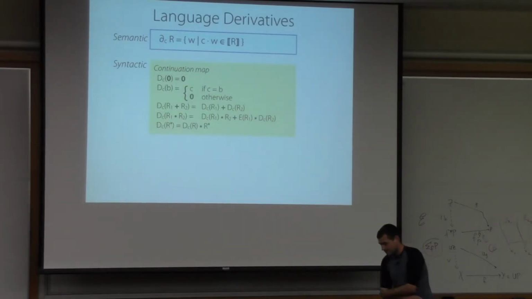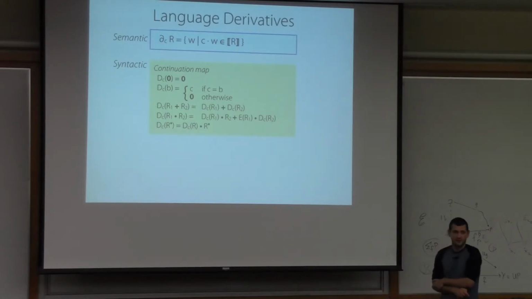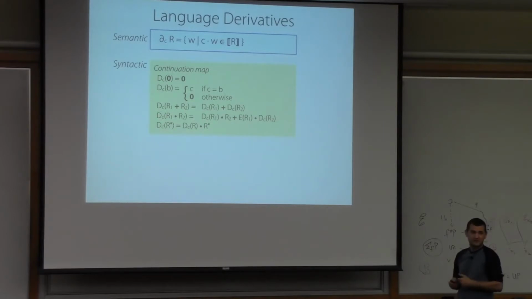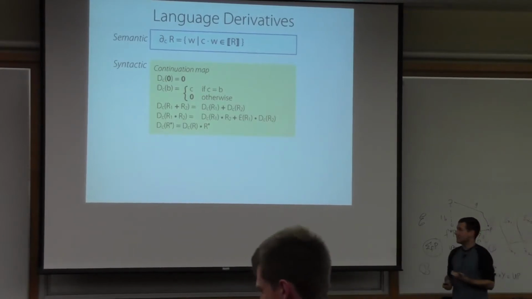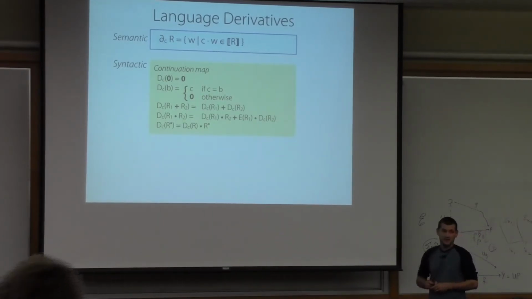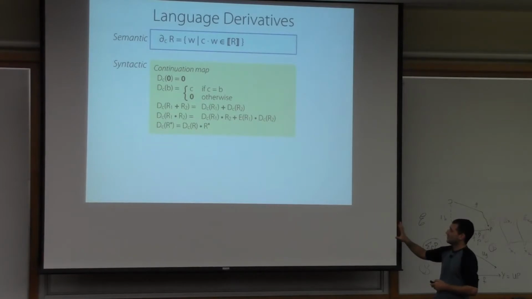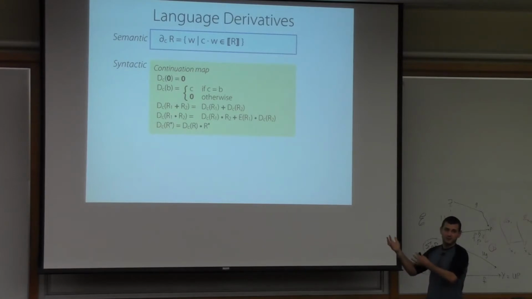So there's also a syntactic notion of the derivative. I'll use some fancy terms because it's going to correspond to some stuff that comes later. It comes in 2 pieces. The first piece is what I'm going to call the continuation map. The idea with the continuation map is we're going to write down a simple inductive definition over the structure of our regular expressions. And on the right-hand side, we're going to get a regular expression whose denotation is the semantic derivative.